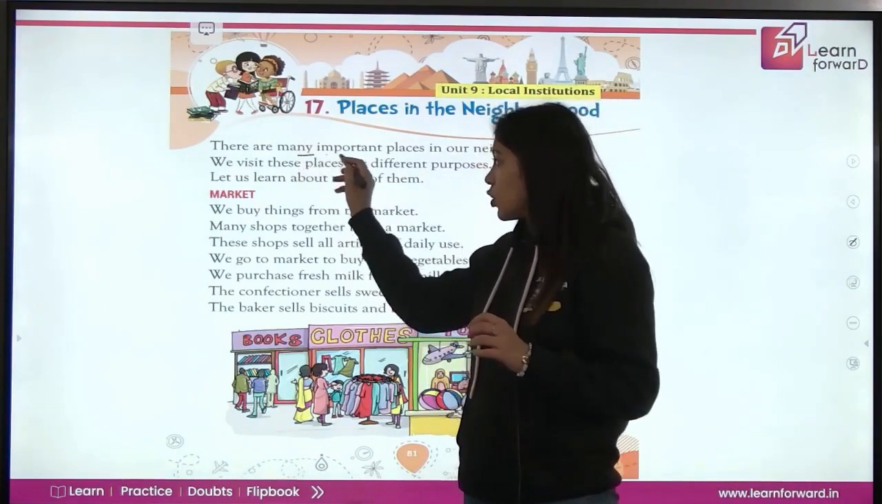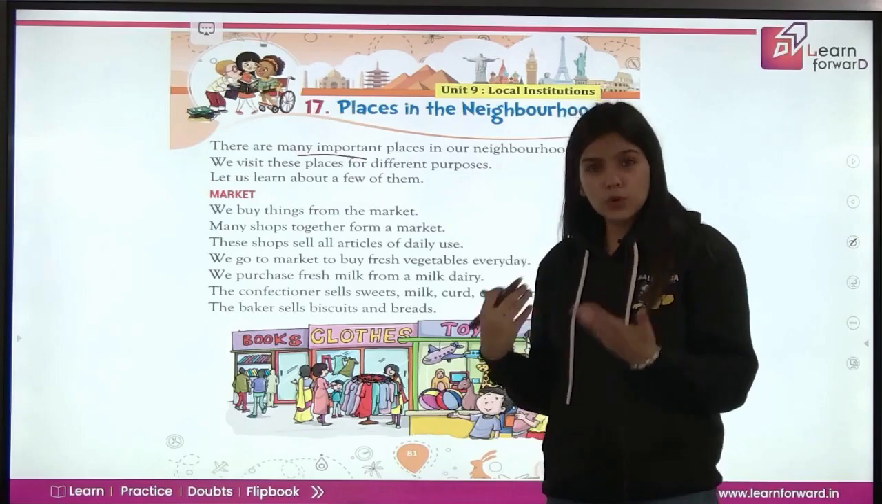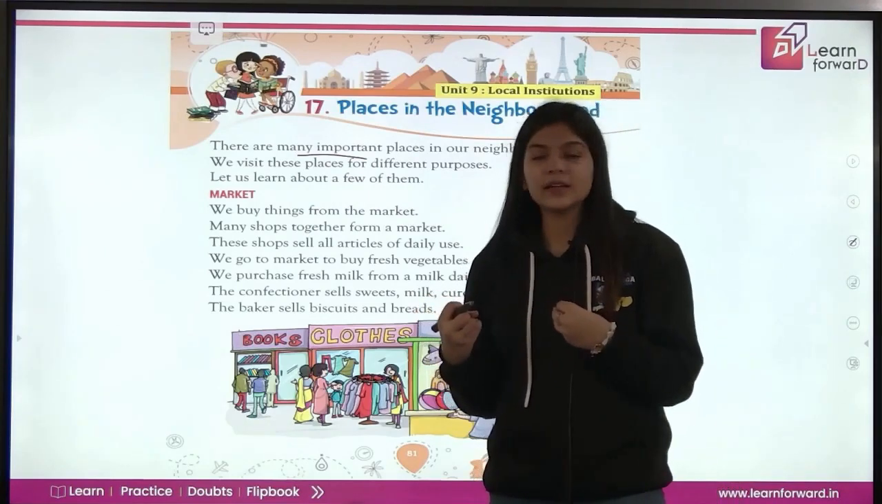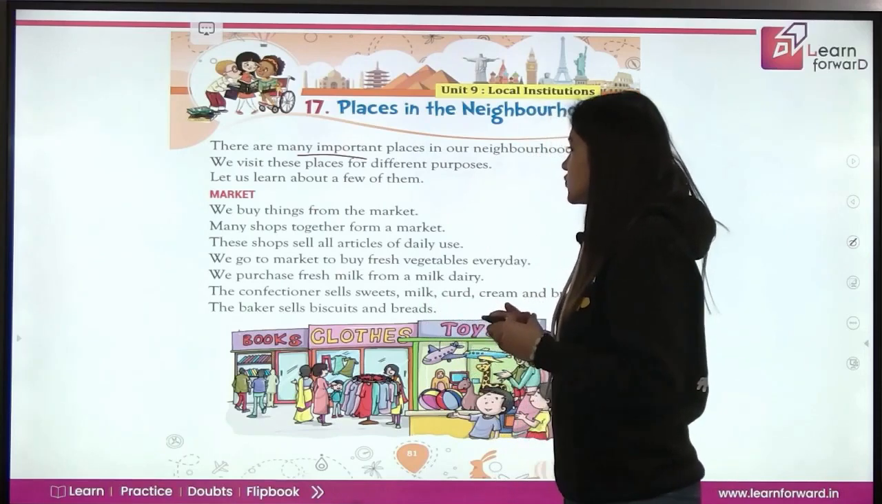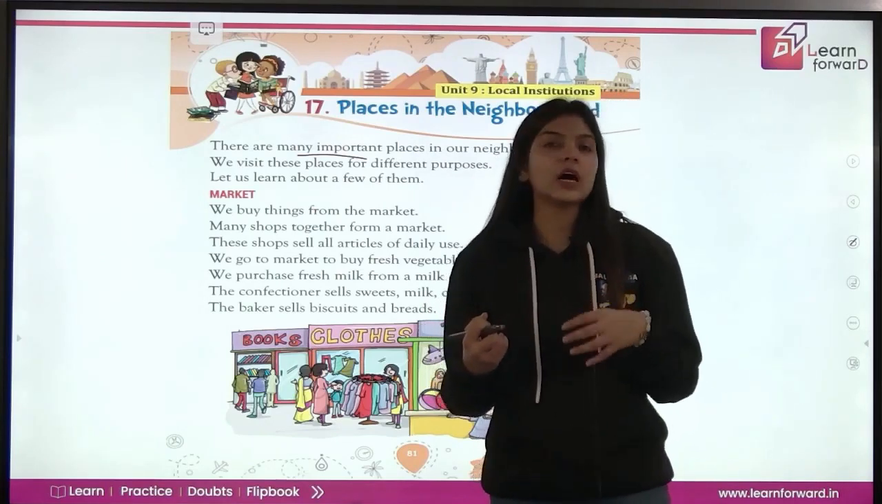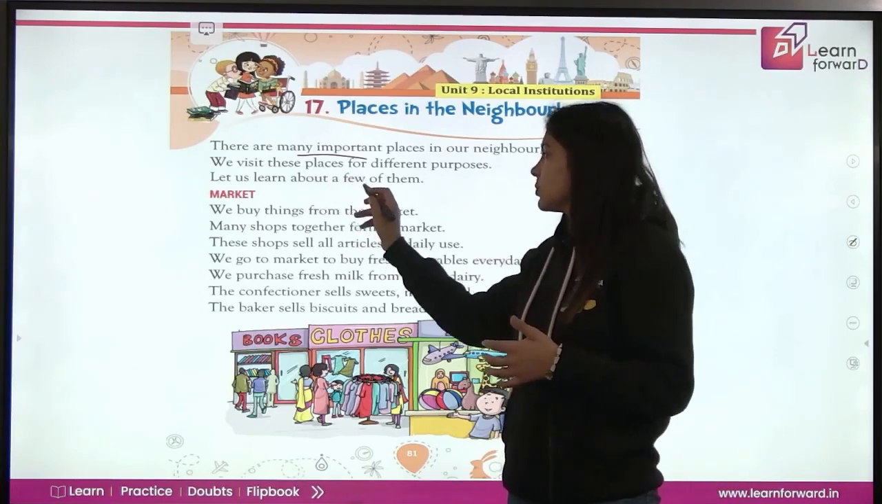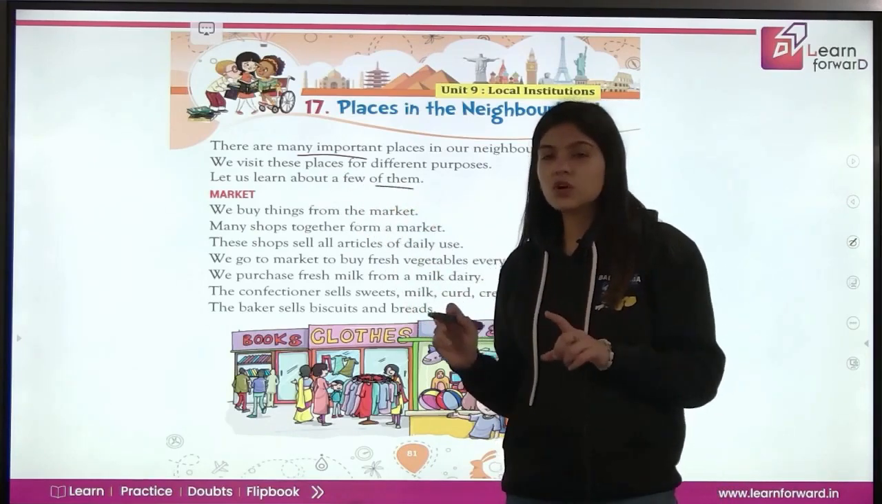So there are a lot of places in our neighborhood, many important places from which we cater our daily needs. We visit these places for different purposes. हम इन जगहों पे अपने अलग अलग पर्पस को पूरा करने के लिए we visit there. Let us learn about few of them. So some of them is your market.